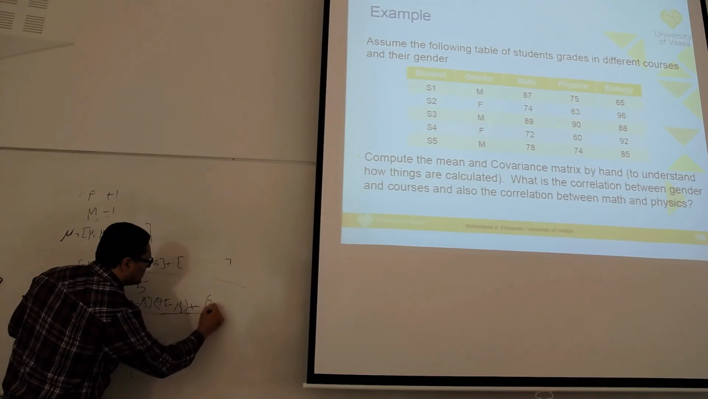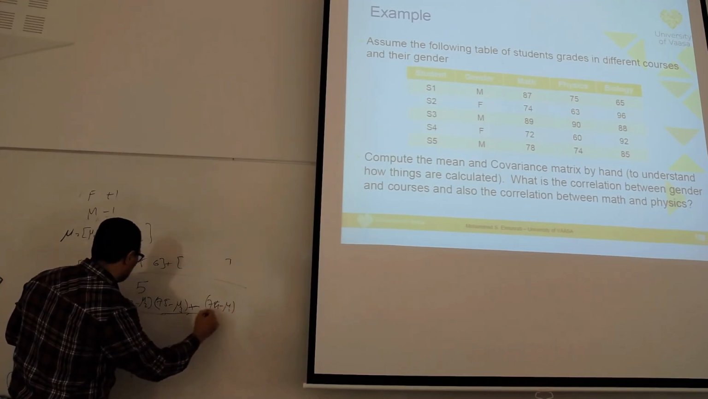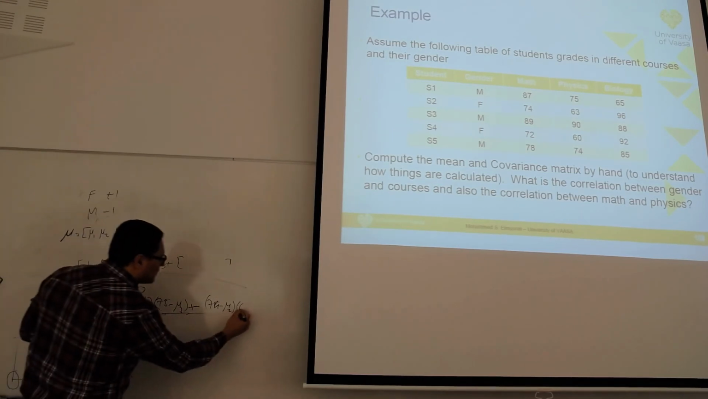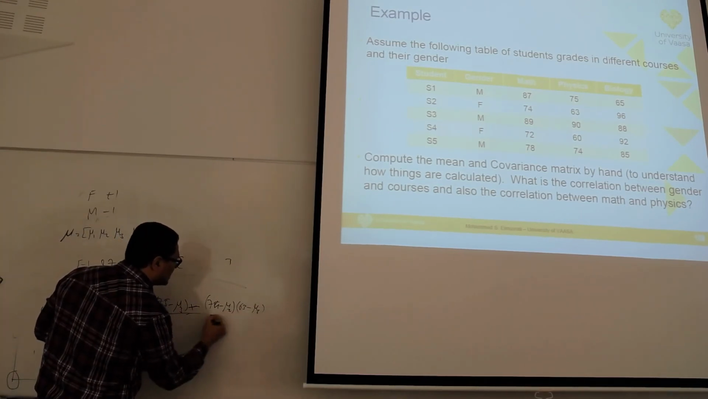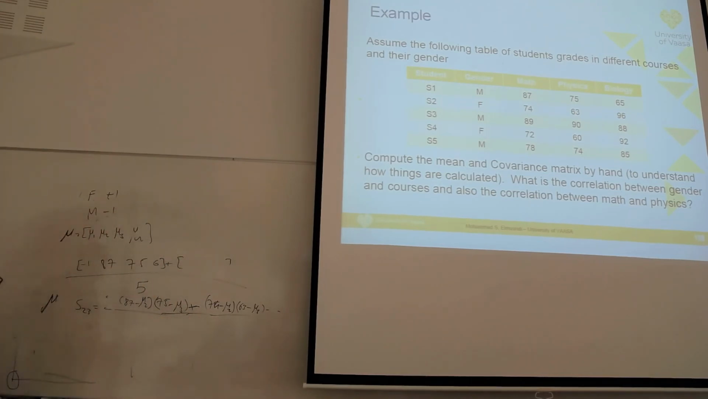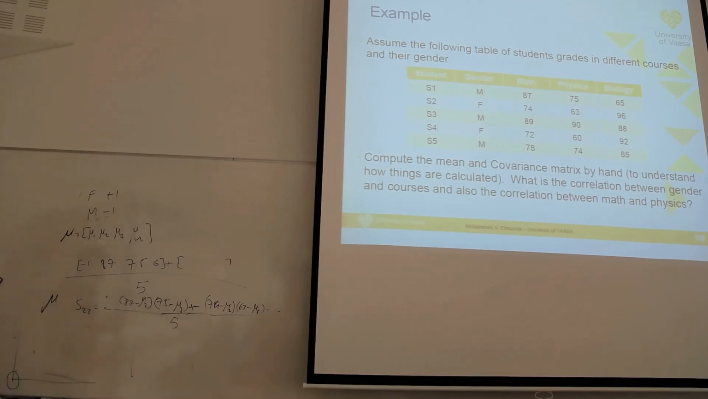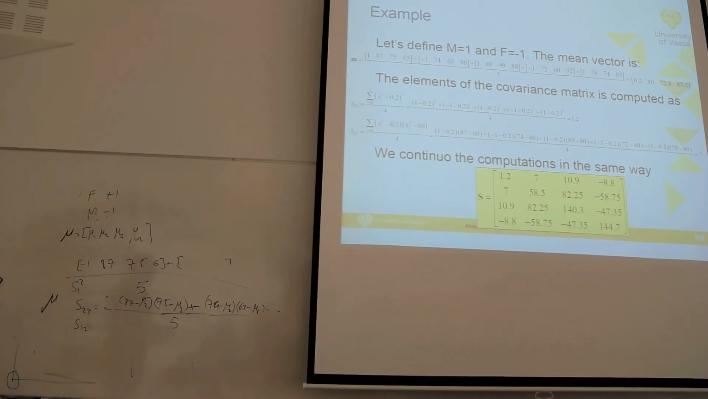So it will be 75 or 74 minus its mean, mu3, times 63 minus its mean, and so on. We do that for all the data that we have. Then we divide by 5. Then we compute S23, and also S1 square and S12, for example, and we compute every element here until we get the whole matrix, in this shape.